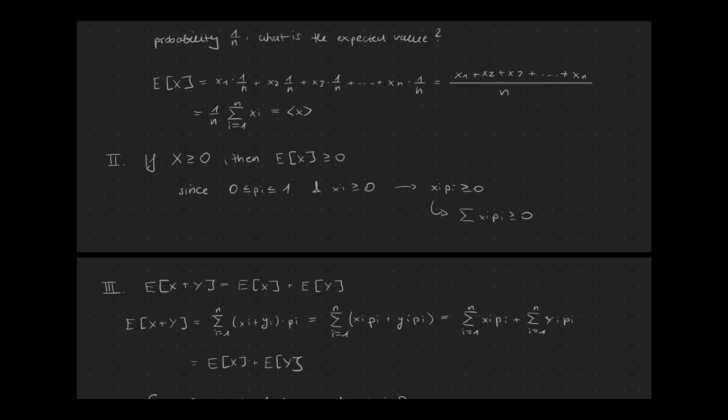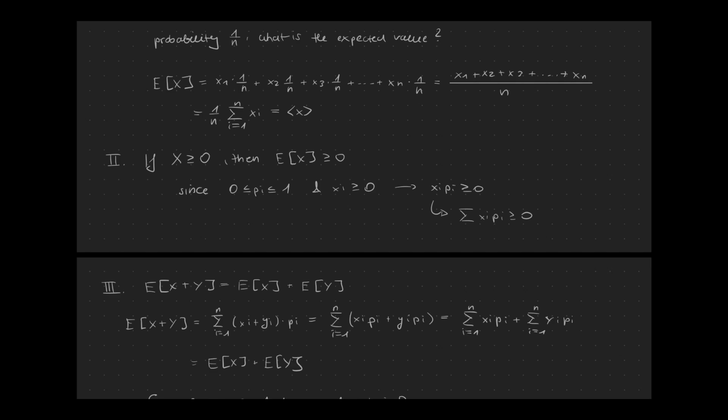Another interesting property is the third one, where the sum of an expectation value of a random variable x and the expectation value of a random variable y is equal to the expectation value of the sum of those random variables. This is the case since we can rewrite the left-hand side of this equation to the following expression. Essentially, what we have to do is we just have to plug in our random variables, right?